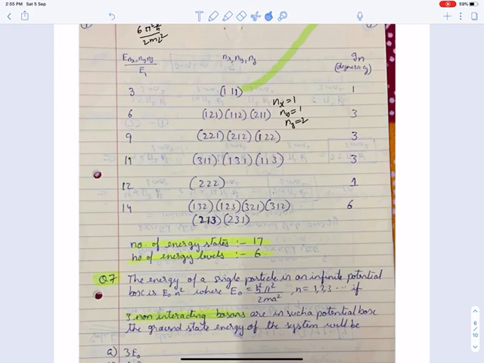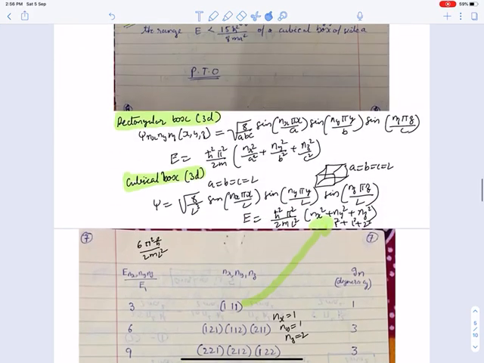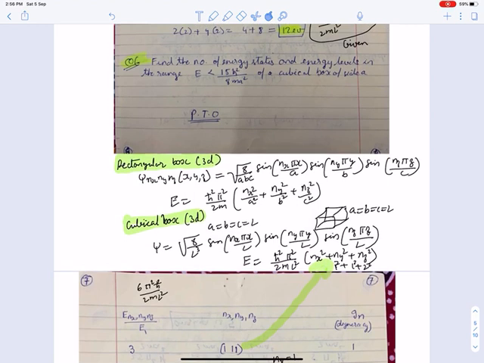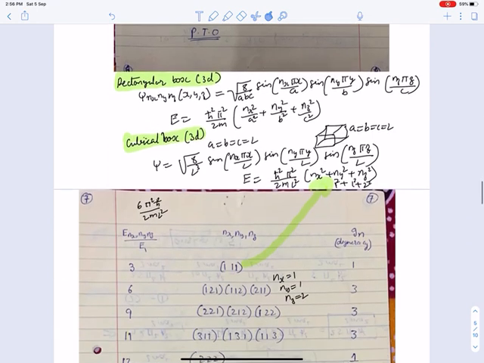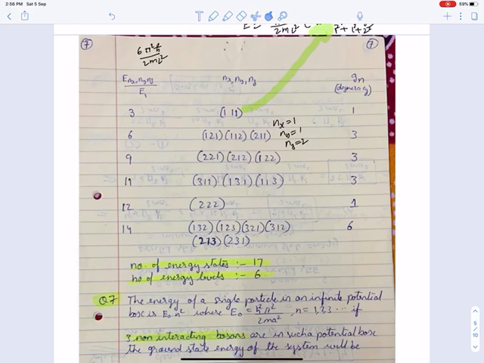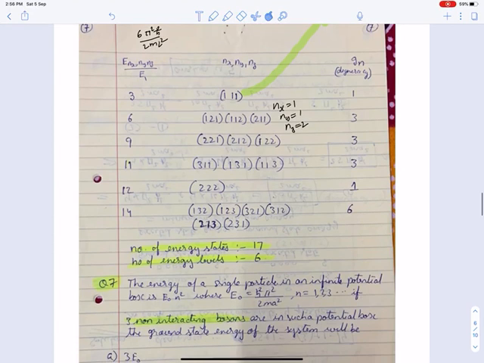See, this you have to check manually. There is no shortcut. You have to check it manually, but after some experience you can take a shortcut, but this depends only on your practice and experience level. When you are at this initial stage, you have to calculate bit by bit with your hand. Okay, so there is no shortcut of this. When energy will be greater than 15 h cut square upon 8 ma square, by this method, you have to stop. Only the energy less than 15 h cut square upon 8 ma square will be the number of energy states, so it will be 17. Okay, so you can check it.